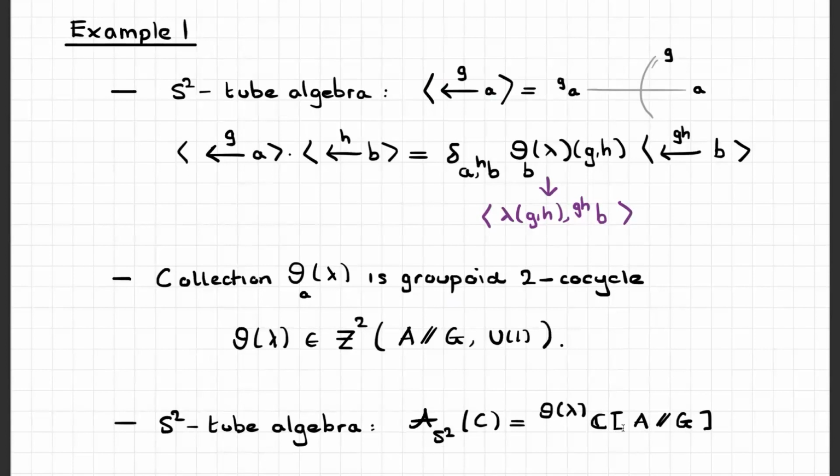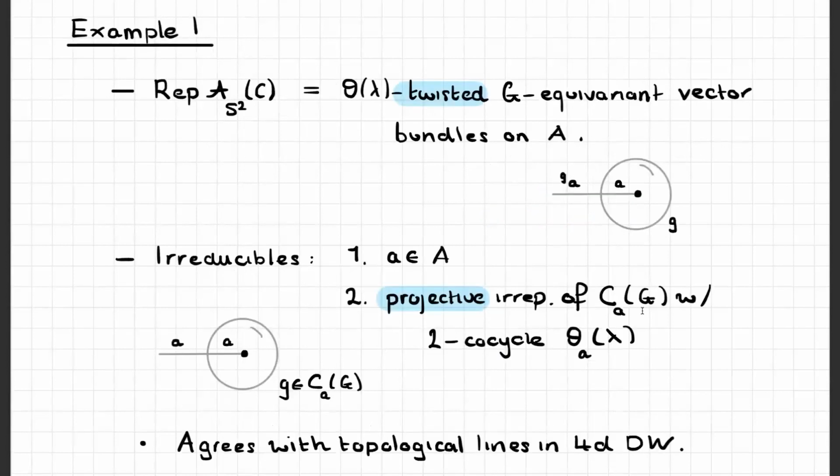Except here, the groupoid is the groupoid for G acting on A. Again, that's a fairly explicit thing, and you can classify the irreducible representations. There's a nice way to think about them geometrically in the same way that we did before. Namely, you think about them as G-equivariant vector bundles on A. We've got a vector space of local operators attached to each line A, and they're acted upon by G, and that action is twisted by this two co-cycle.